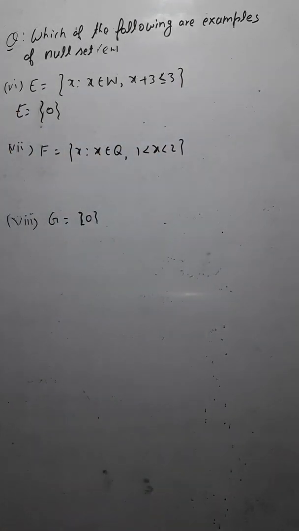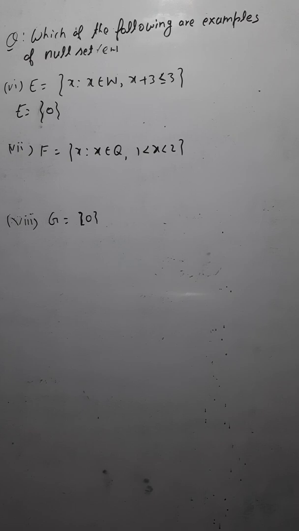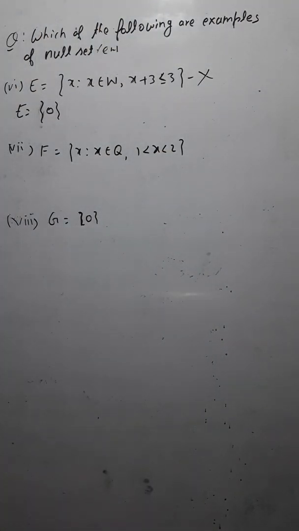So is this a null set? No, it is a singleton set, because here it contains an element, that is 0. 0 is an element here. Getting it or not? So this is not a null set, rather it is a singleton set. Yes or not?